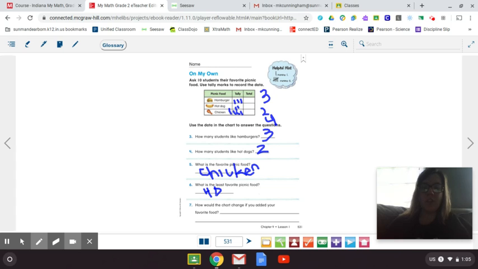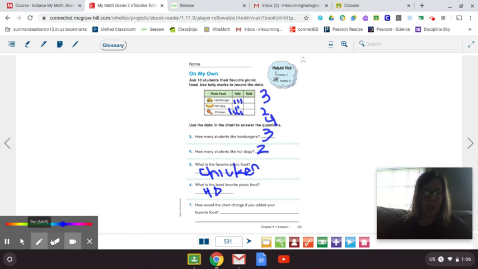How would the chart change if you added your favorite food? So say mine's watermelon. My favorite picnic food is watermelon, or peanut butter and jelly sandwiches. Say mine's peanut butter and jelly sandwich. Then if I added peanut butter and jelly sandwich and more people picked that, there would be less people that picked these, right? So just think about that. Why don't you write in here what your favorite food would be and how many people you think would pick that? Okay, I'm not going to write all of that out right now because we just don't have the time. All right, so let's erase this.